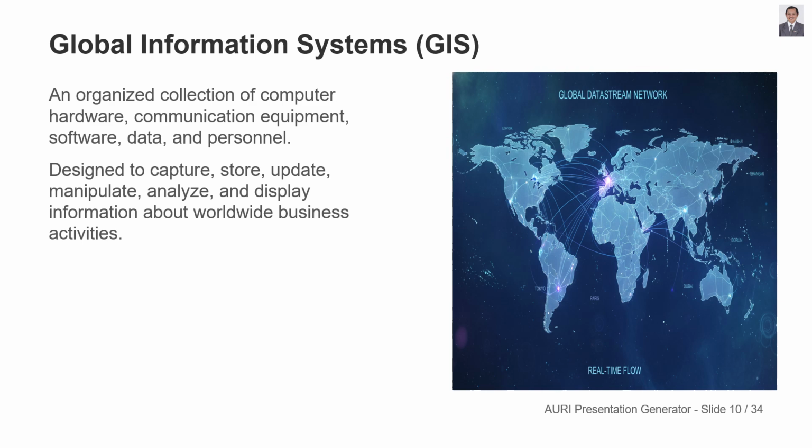The fundamental and overarching purpose of a GIS is to meticulously manage the entire information lifecycle, encompassing every stage from the initial capturing and secure storage of vast quantities of data, through its systematic updating and manipulation, to its rigorous analysis and insightful display. This entire process is expertly orchestrated to support and inform all of the company's worldwide business activities, providing a unified and consistent view of global operations and market dynamics.